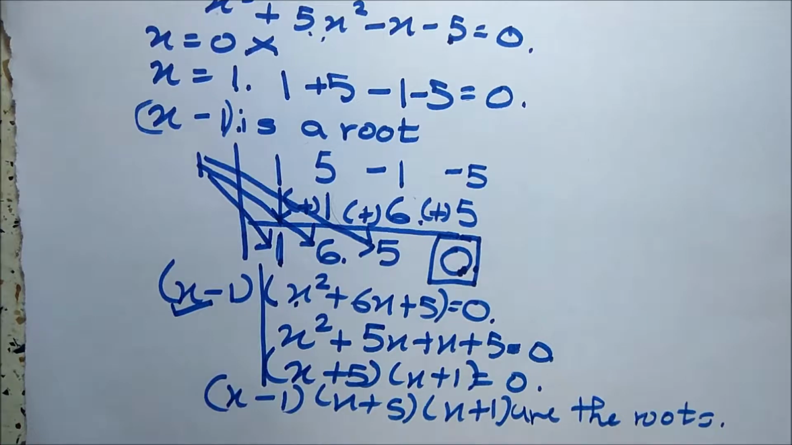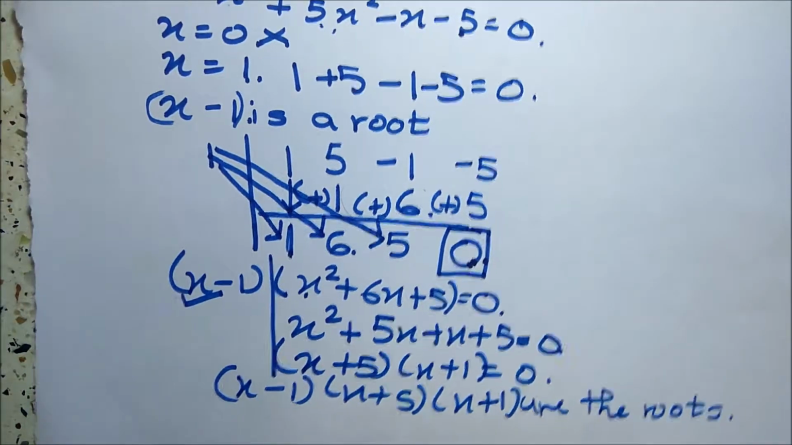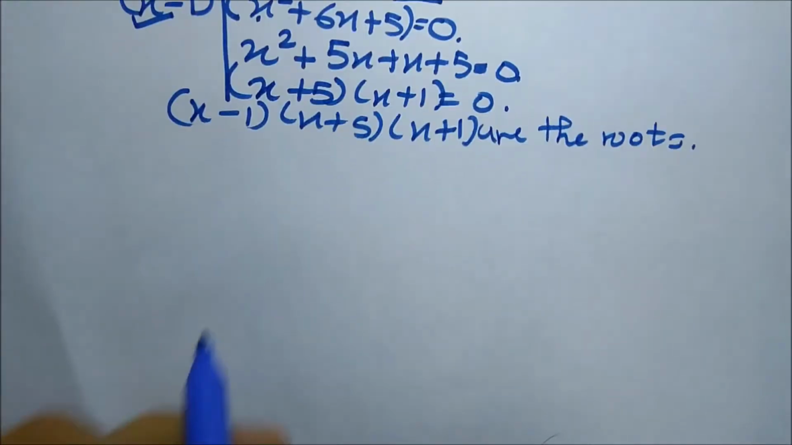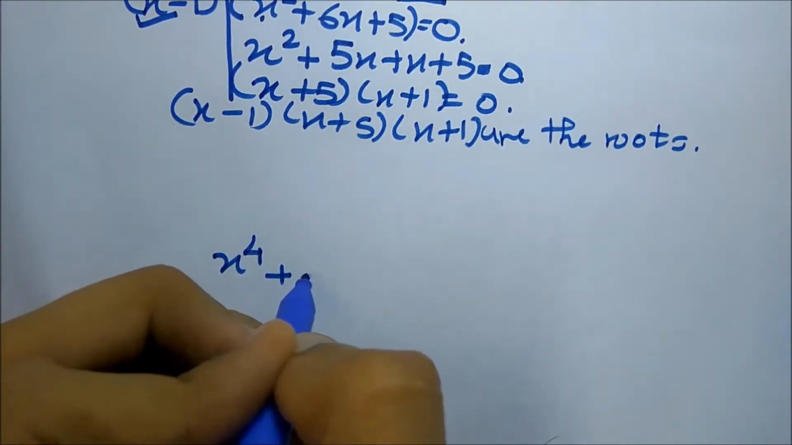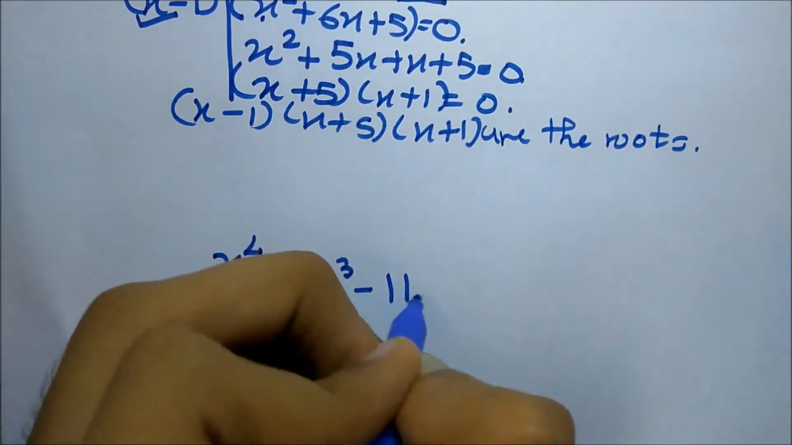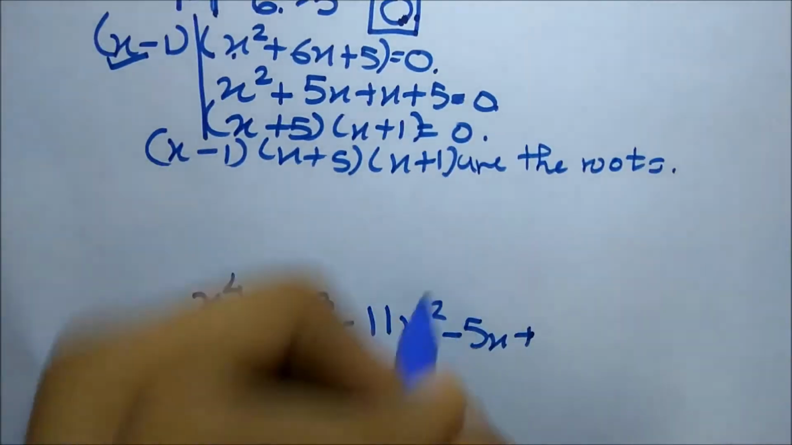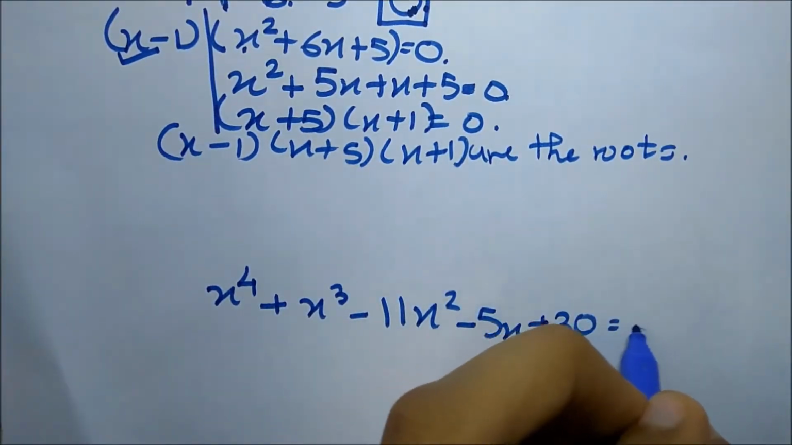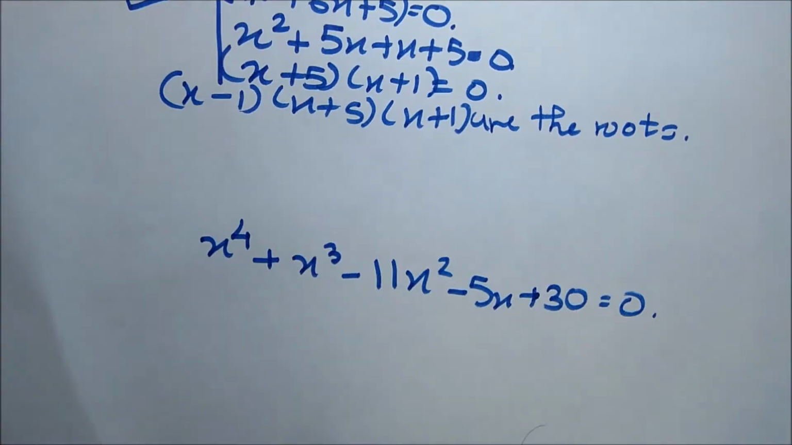Now I will show you all another example with a fourth order equation. So the equation will be x raised to 4 plus x cubed minus 11x squared minus 5x plus 30 equals 0. Now this is a fourth order expression.